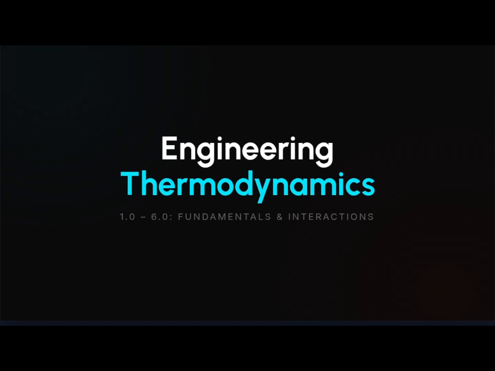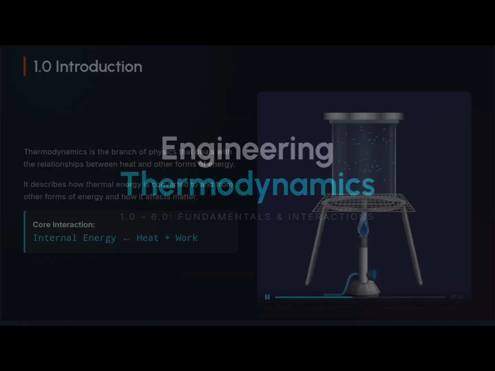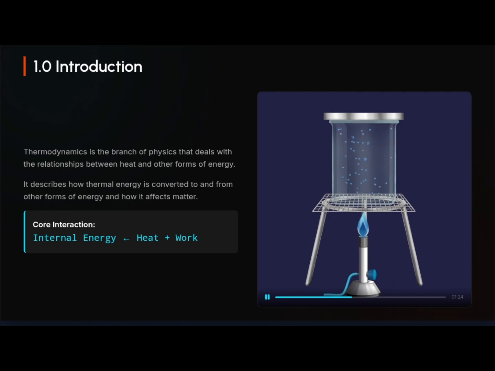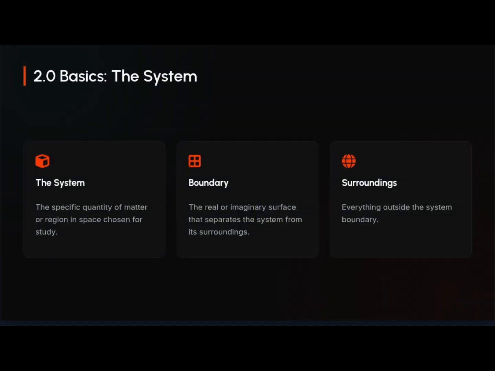Today I will be presenting on engineering thermodynamics, covering fundamental concepts and energy interactions. Let's begin with the basics. Thermodynamics is the branch of physics dealing with the relationship between heat and other forms of energy. It describes how thermal energy is converted to and from work and how it affects matter. The core interaction can be summarized as internal energy interacting with heat and work.